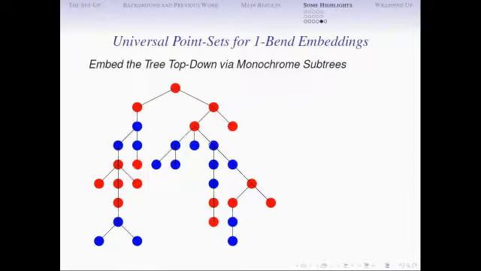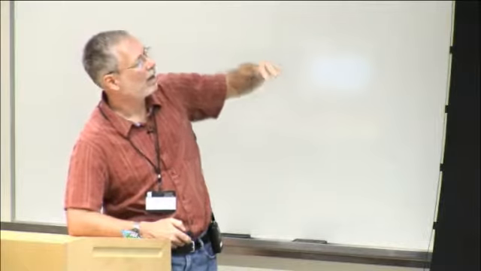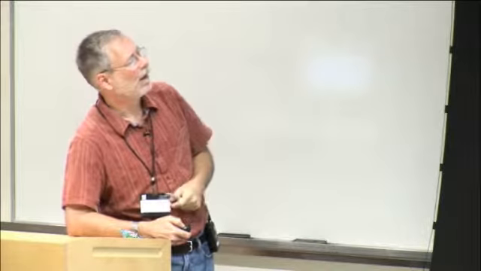Great, thanks. And I just thought I'd walk you through an example. So there's a tree, two-colored. The idea here is that we draw it onto that point set top-down, kind of one level of monochromatic trees at a time. So first we'll draw that red tree onto our spine.